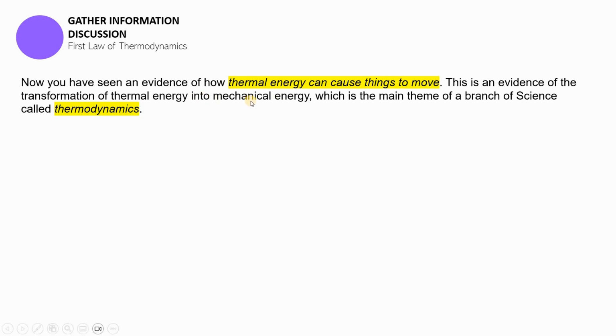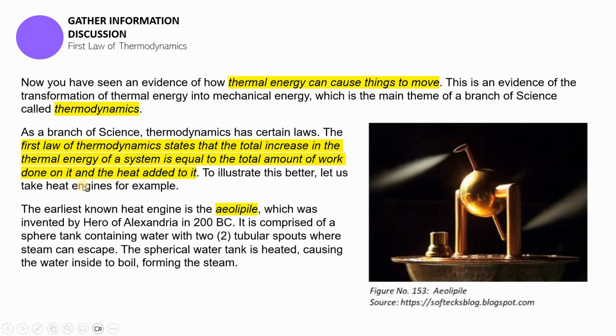The coil of paper has the ability to turn that thermal energy into mechanical energy in the same way that turbines can turn thermal energy into mechanical energy, which is actually the main theme of a branch of science called thermodynamics. Now, as a branch of science, thermodynamics has certain laws. The first law of thermodynamics states that the total increase in the thermal energy of a system is equal to the total amount of work done on it and the heat added to it.